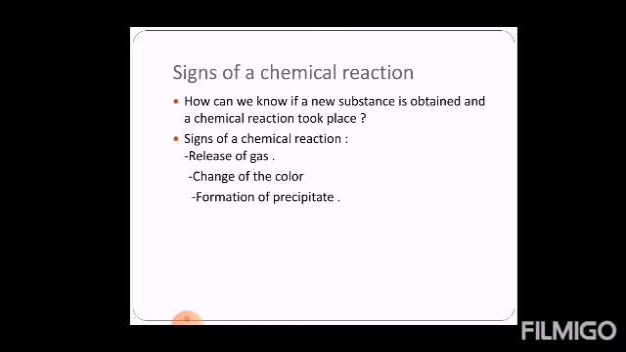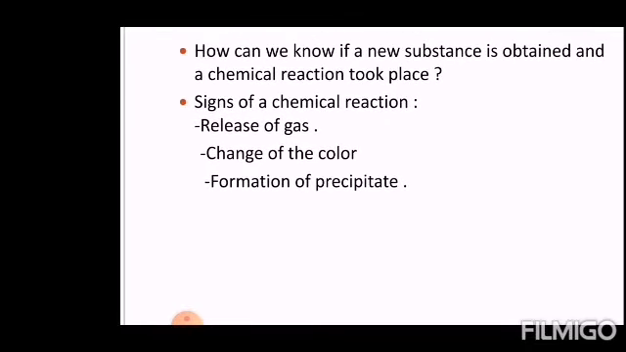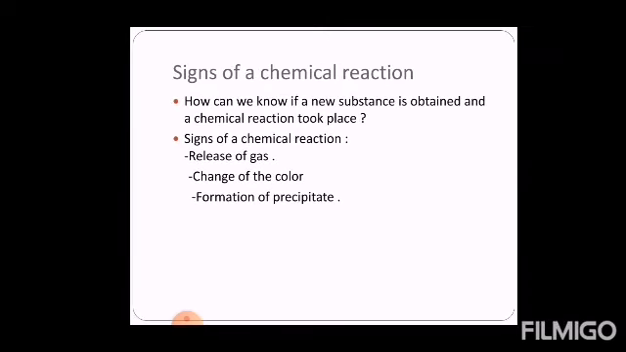I want to talk about the signs of chemical reaction. How can we know if a new substance is obtained, and a chemical reaction took place? To know if a chemical reaction took place, I have many signs, such as the release of gas bubbles, the change of color, the formation of precipitate. This means that when I mix two substances together and the color changes, or gas bubbles appear, or there is precipitate, this means that a chemical reaction took place between the substances that I mixed.